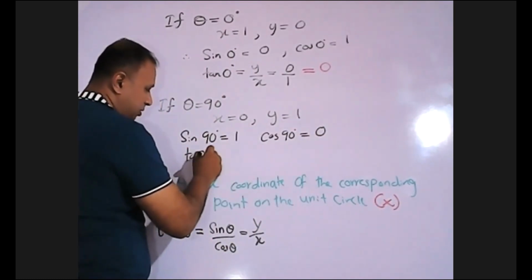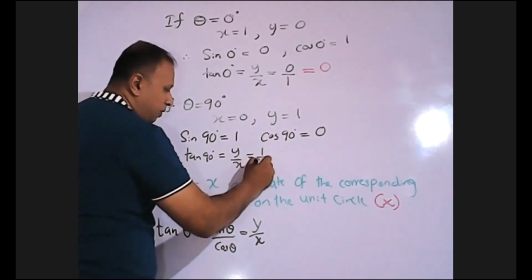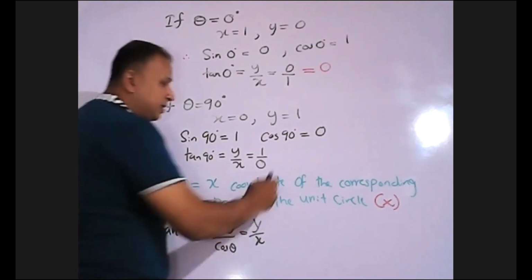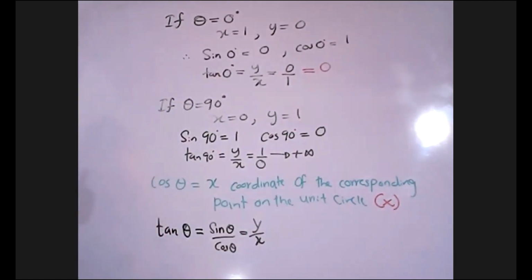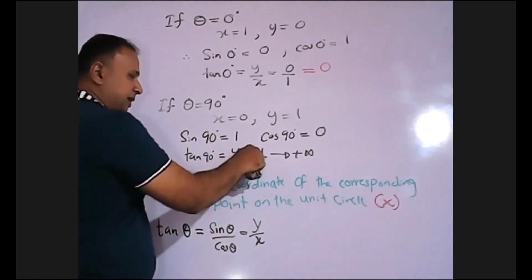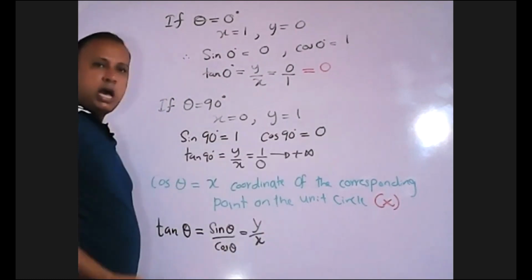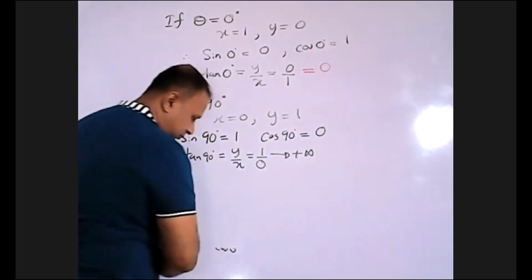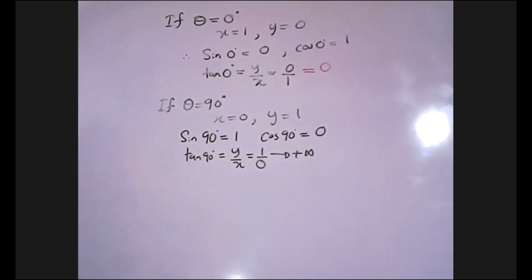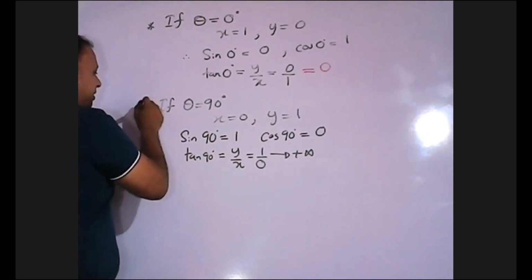Tan 90 is equal to y over x. That means 1 over 0. 1 over 0 goes to plus infinity, because the upper part, the numerator, is a positive value. Therefore, this goes to plus infinity. Then, this is the first star, this is the second star.